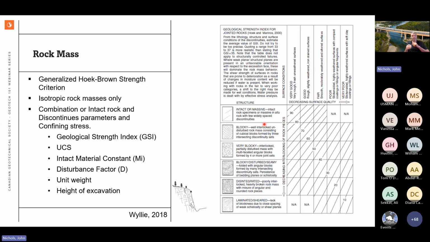It should be a range. You should never be very precise with it. The more practice you have at it, the more rock slopes you see, the better calibrated you'll get. Keep in mind, this is for isotropic rock masses only. If you have planes of weakness, like the structural ones, you may want to use other methods to complement this, but this is the generally accepted method. You'll have to give it some constants: the intact material constant, the disturbance factor, how fractured it is. You'll also have to look at the unit weight of the rock and the height of the excavation, because the stresses in that are important.